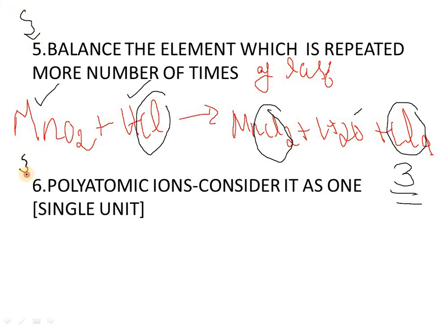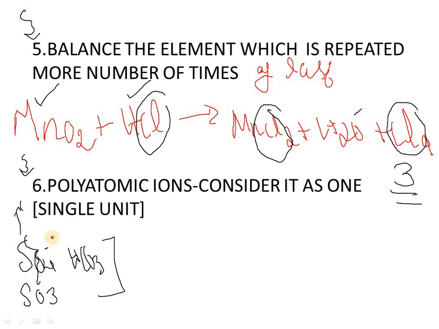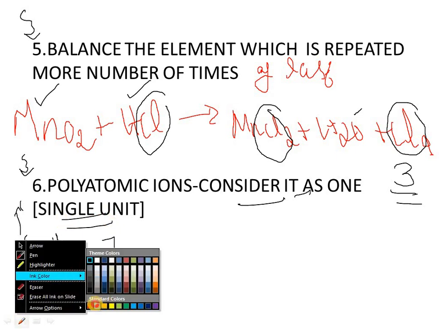Now the last, sixth point here says that polyatomic ions should be considered as a single unit. That means we have to consider the polyatomic ions as a single unit. In an equation there can be a lot of polyatomic ions like sulfate, sulfide, and hydrogen carbonate. Instead of splitting these and saying that sulfur is 1, oxygen is 4, just consider these polyatomic ions as a single unit. Consider it as one.